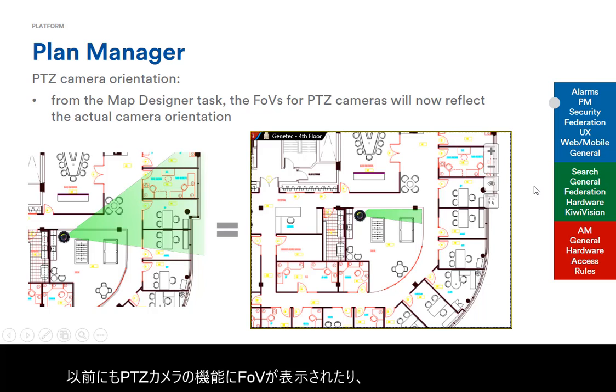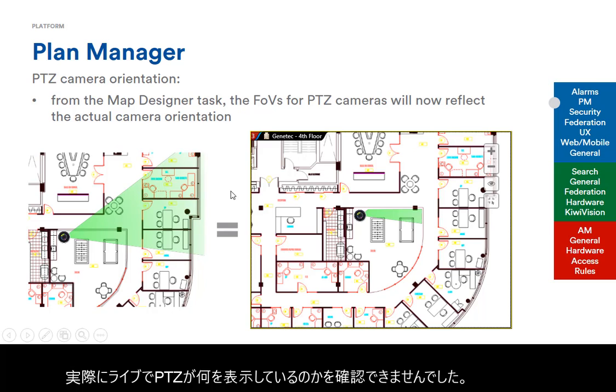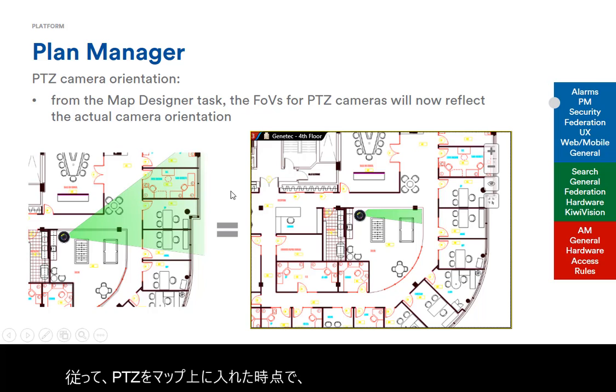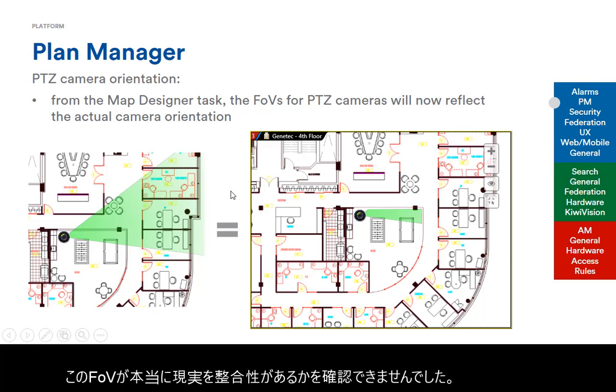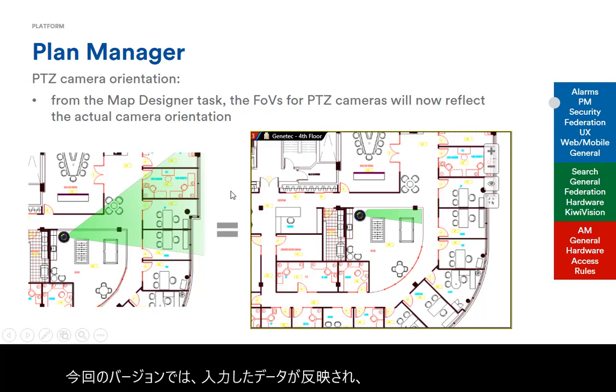We mentioned PTZs before and being able to see the cone and the entire area that it's seeing. But prior to 5.7, we really didn't have any kind of idea of actively what the PTZ was looking at. So when you put it on the map, you weren't sure, is that really looking at what it's looking at now? And it may have been harder to line up too. So now it actually does reflect that data.